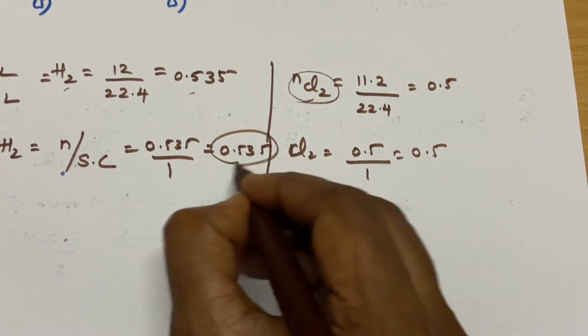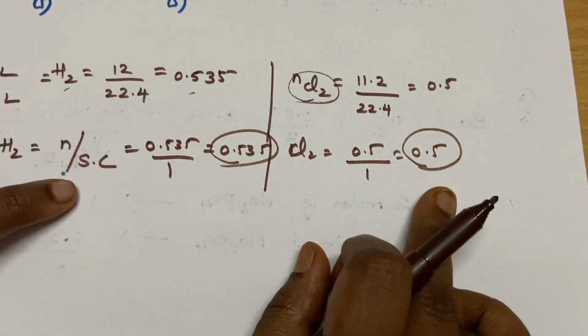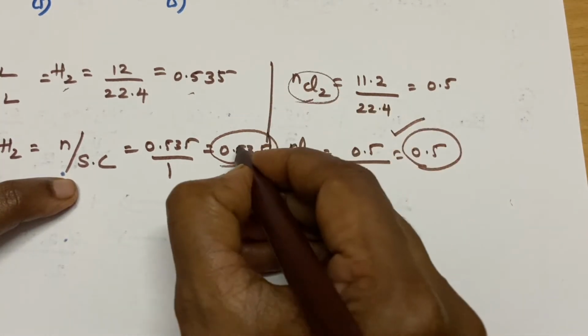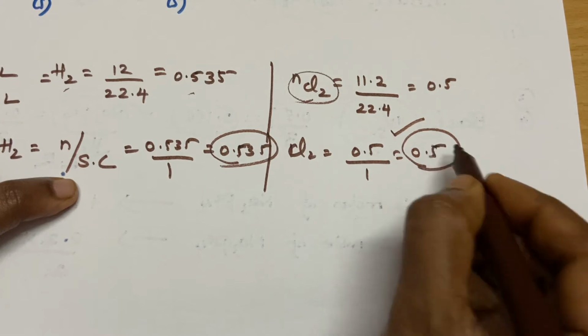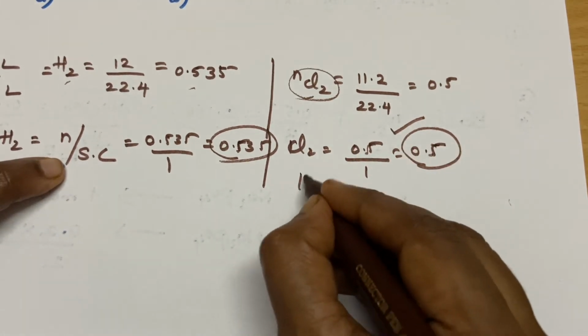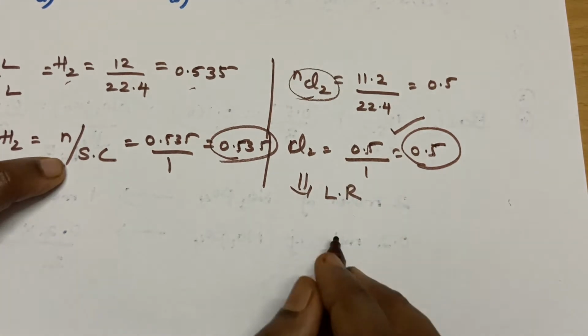Now compare these two values. So which is the lower value here? This is the lower value here. They are not the same value. Okay, so this has a lower value for this ratio. So your chlorine is the limiting reagent here.